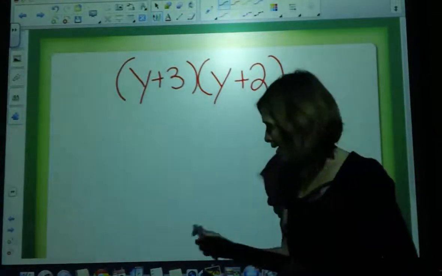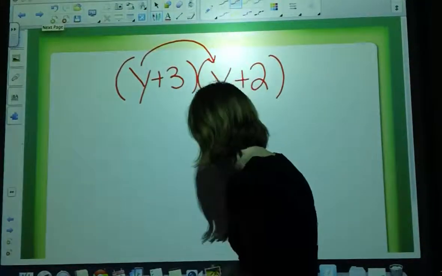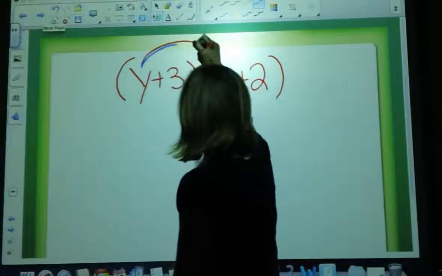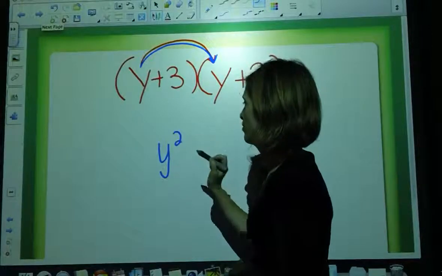So I want to use some arrows really to help me. I need to multiply y to y. Let me switch colors so you can see it a little better. Y has to get multiplied to y. So y times y gives me y squared.